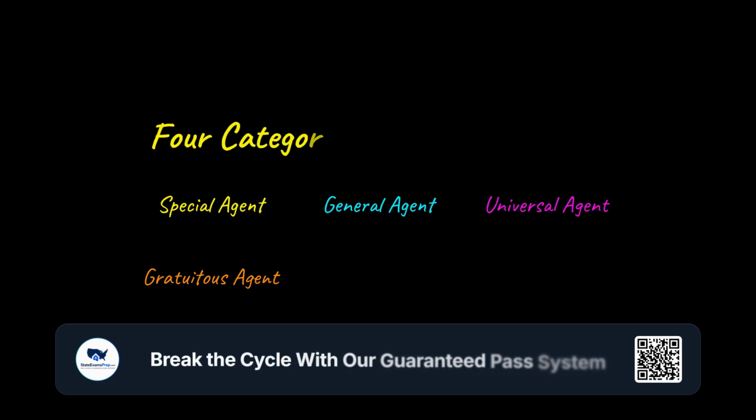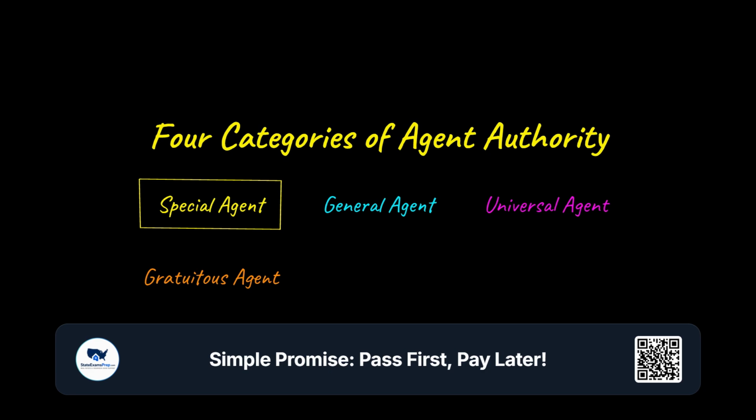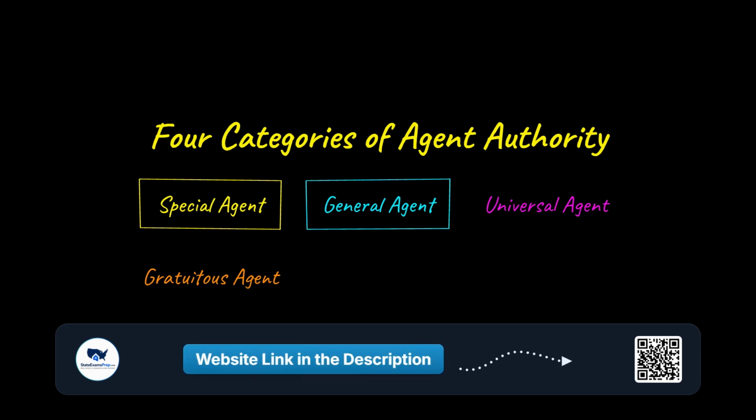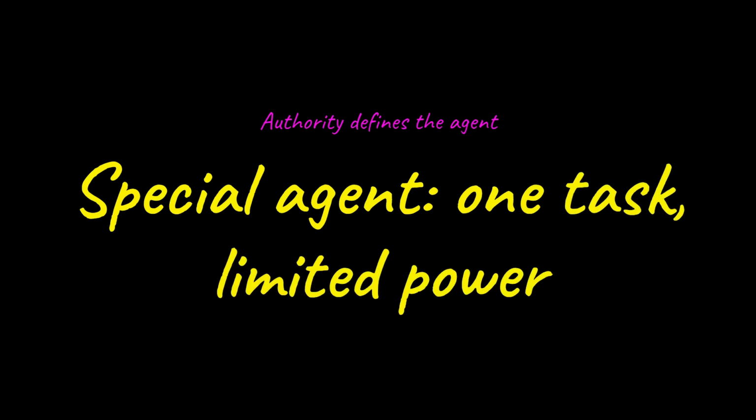Nothing outside it. The exam tests this against three other categories. The special agent handles one task. The general agent manages a continuing series of matters. The universal agent holds broad power over all affairs. And the gratuitous agent is defined not by scope but by serving without pay. Match the authority to the intention. A broker hired to sell one property is a special agent, because the power grant goes only that far.